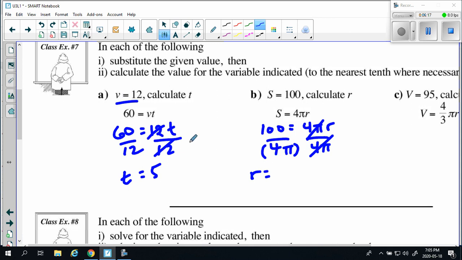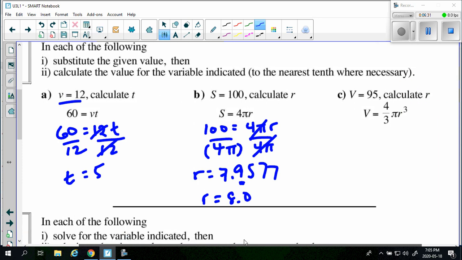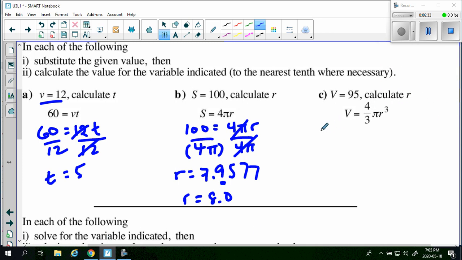If you do this correctly, you're going to get 7.9577, but to the nearest tenth, I need to round up 9. So this is actually going to go to 8.0 because 9 rounds up to 10. But I still have to write the 0 because they're expecting to see one decimal place. Over here, v is 95.